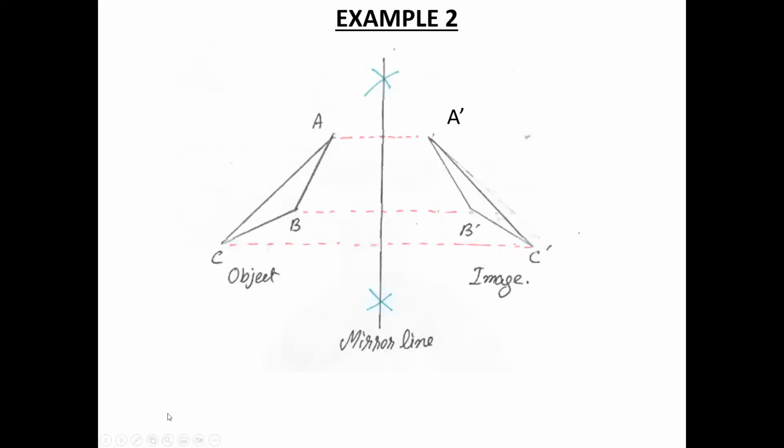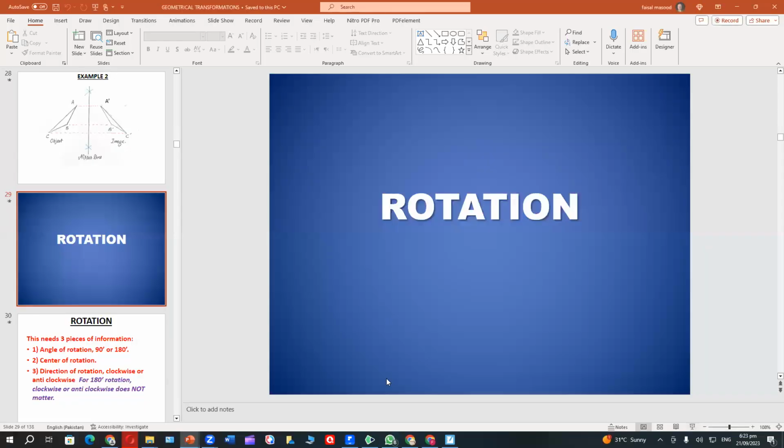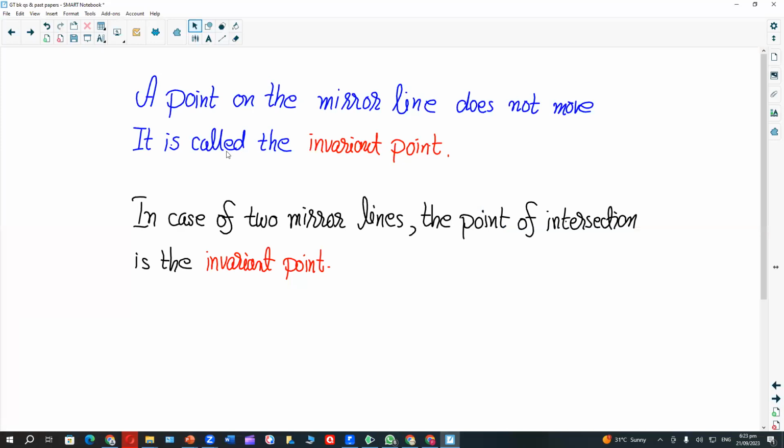We can now try some questions. A point on the mirror line, if it does not move, is called the invariant point. In case of two mirror lines, the point of intersection is the invariant point. Invariant point means that if a point is on the mirror line, then that point does not move. So copy this also in our notes.